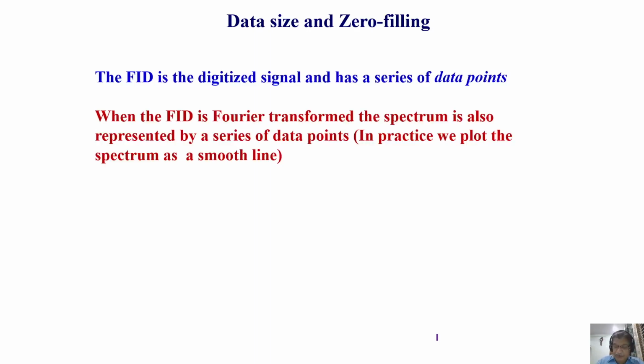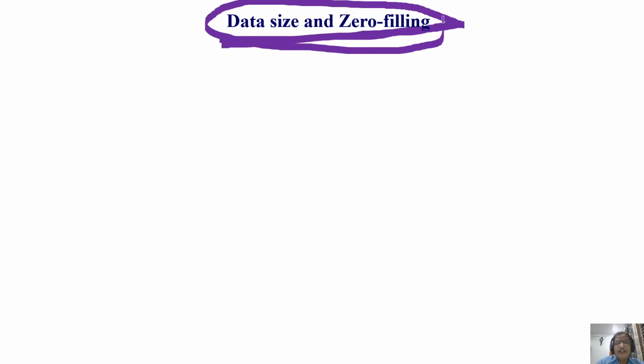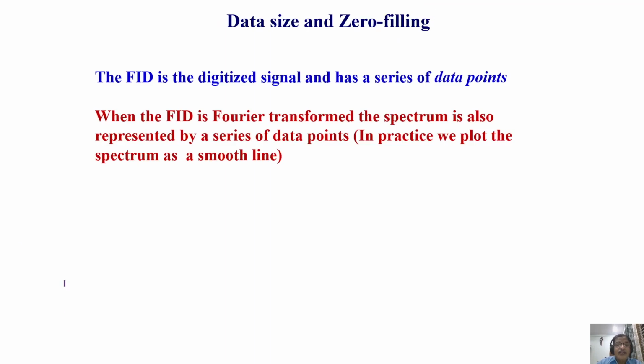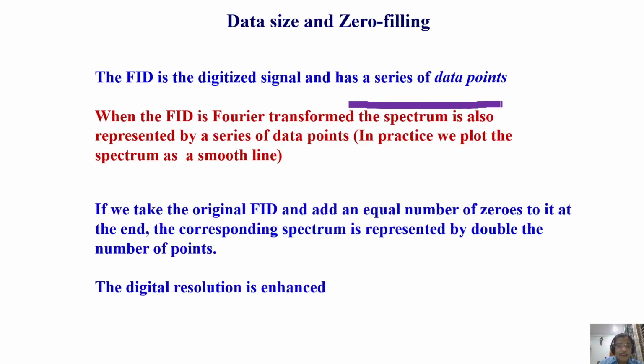Now I will come to another important application, another parameter which we can play with in the time domain signal, called zero filling. What is this zero filling? The FID is a digitized signal and has a number of data points. We saw that free induction decay is nothing but a series of data points which is digitized and collected. We saw that early in one of the examples.